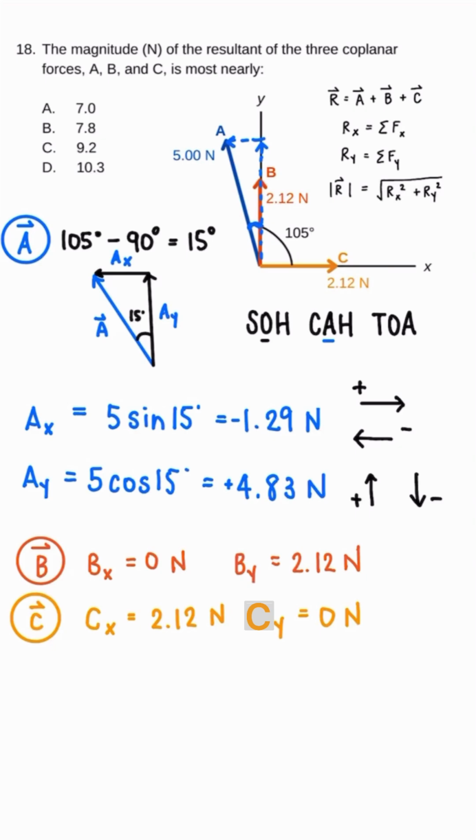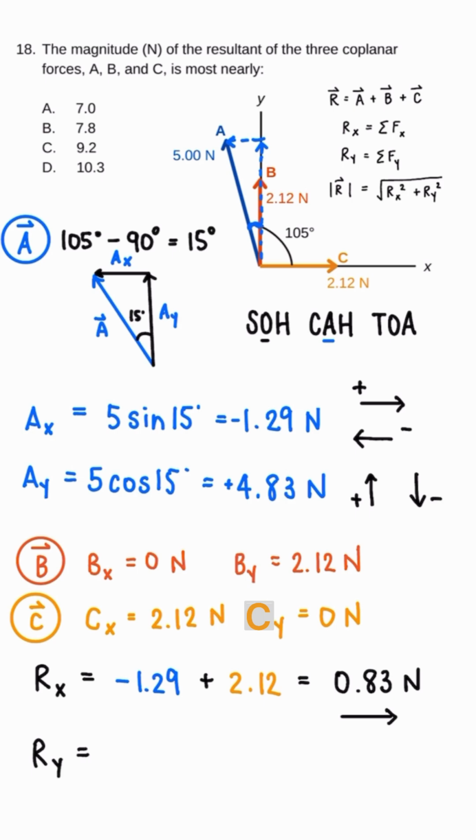So now that we've broken out each of the forces into their x and y values, we're going to add up all the x components, so we have the resultant x, and then we're going to add up all the y components to find the resultant y. So the resultant x component is going to be negative 1.29 plus 2.12. Again, it's really important to make sure you have your signs correct so that you end up with the correct resultant force. So if you add those two values together, you're going to get 0.83 newtons.